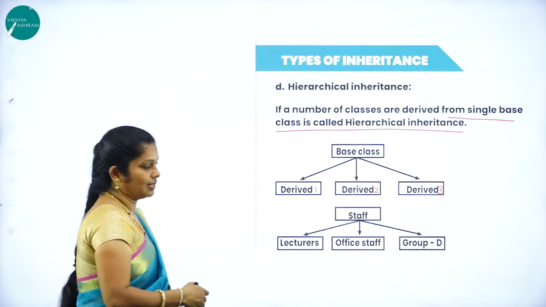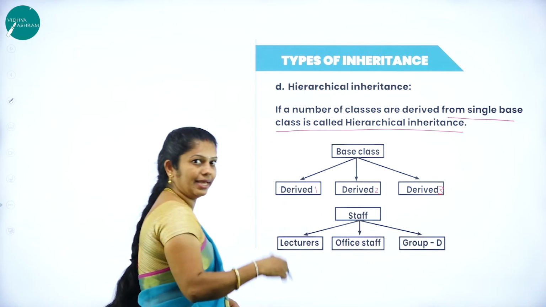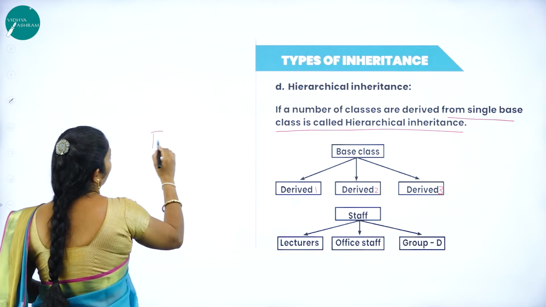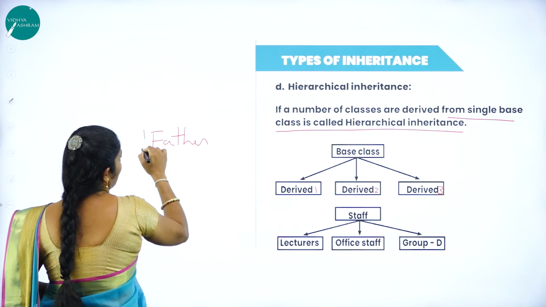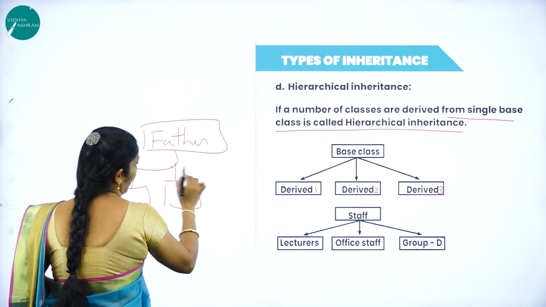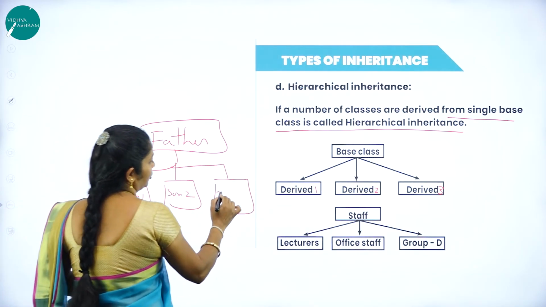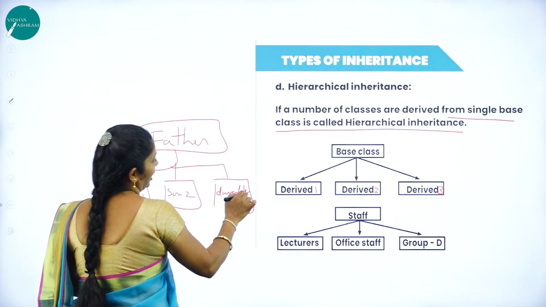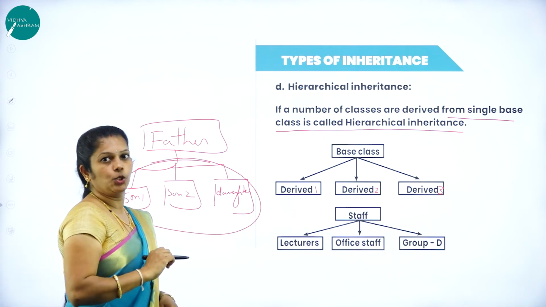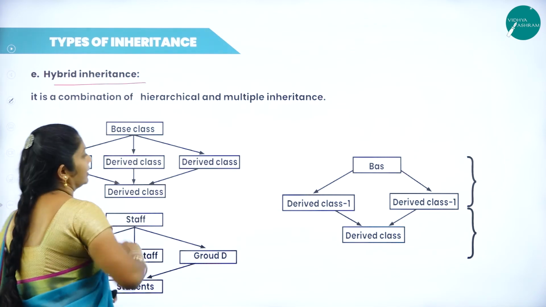For example, if you consider a college, there is staff, lecturers, office staff, then group D, like that we can divide. Otherwise, one more example I can take, father. This father is a base class. From this, consider I am having 3 children, child 1, child 2 and child 3. For example, son 1, son 2 and daughter 1. It means that there is only one base class, and from that you have multiple derived classes. Now is it clear?